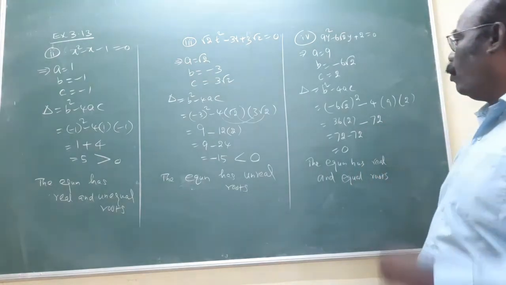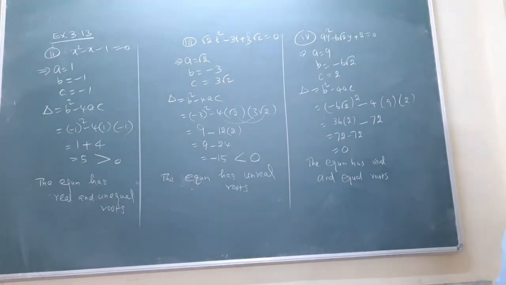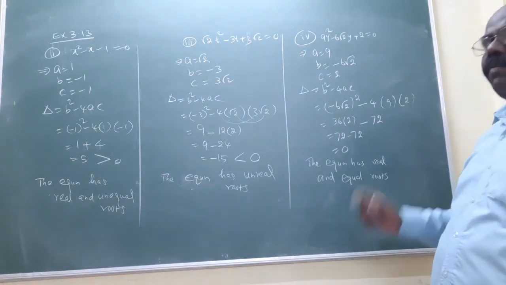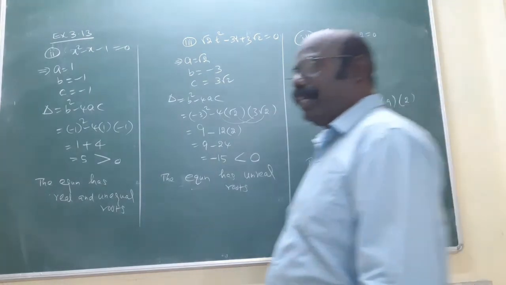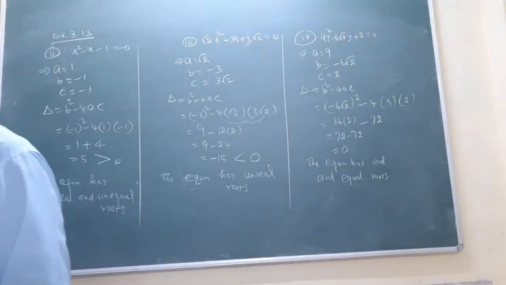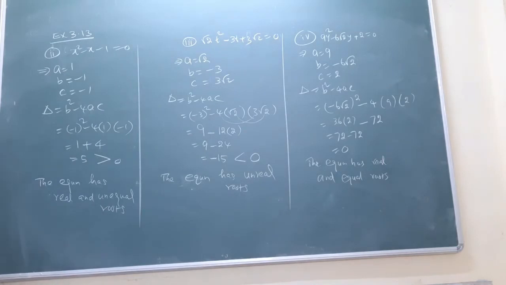That's all. Only 2 more questions. Small idea. Very simple formula. B square minus 4AC. Substitute all the values. After we get negative, it means unreal. Positive means real and unequal. 0 means real and equal. In this way, you write the answer. That's all.